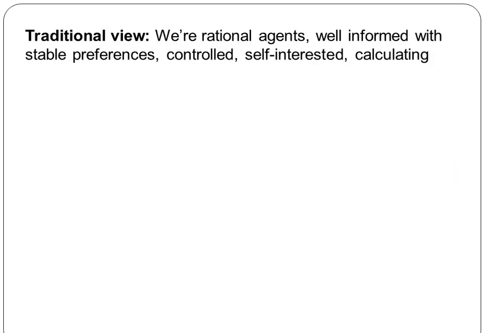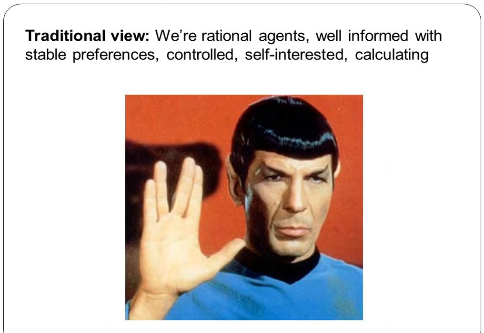Next slide. Okay. So these different models come from different viewpoints of the way you see the world. And so the traditional economic model says that we're rational agents, we're well-informed, we have stable preferences. We look a lot like this guy.